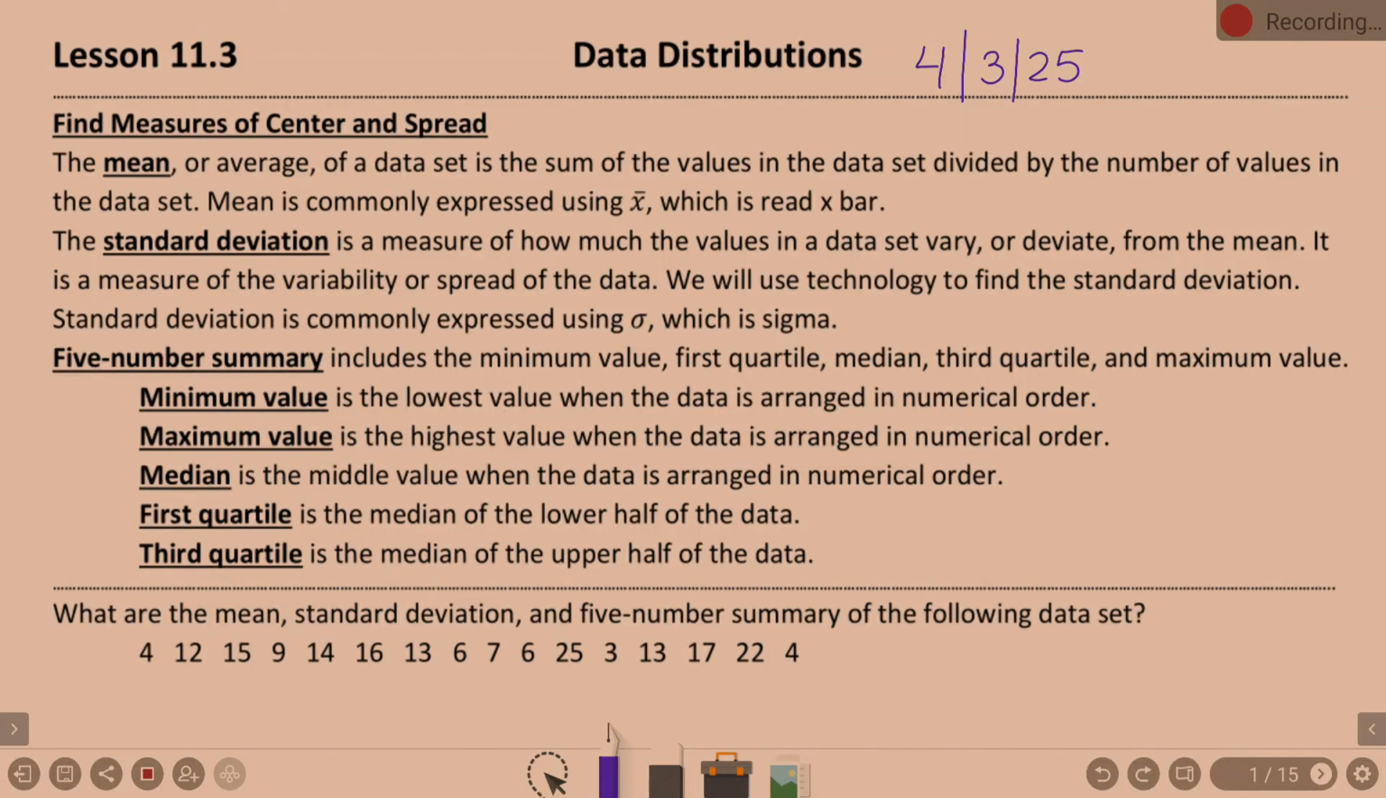Lesson 11.3. The numbers are back. Data distributions. Okay. A lot of this stuff is familiar, maybe with a new twist on it. There is some new stuff in here though too. Okay. So in this lesson, we start off talking about measures of center and spread.